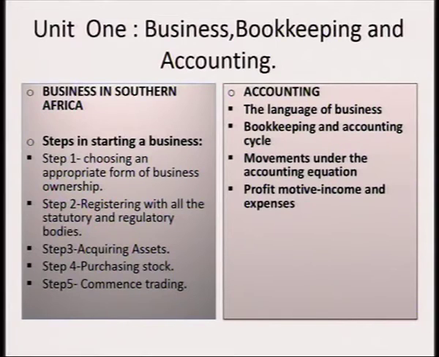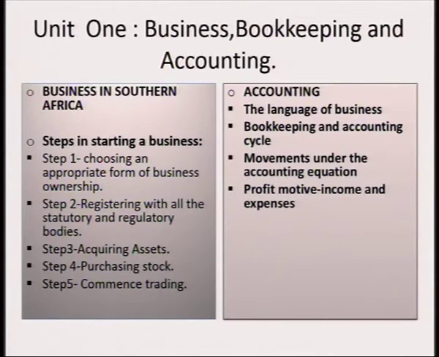The statutory and regulatory bodies refers to all the acts of parliament and policies that have to be complied with when it comes to registering a business. Step number 3, when starting up a business, one has to acquire assets. You have to buy machinery, equipment, stock, and vehicles for you to be able to run your own business.